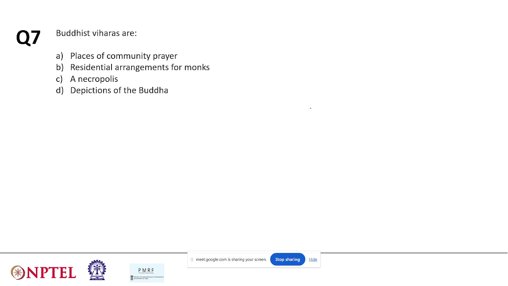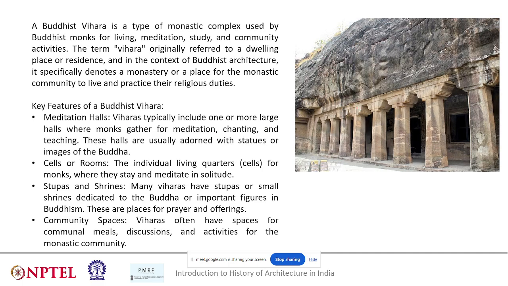Okay, let's discuss the next question: Buddhist viharas are... I've already discussed it to some extent. What will be the answer? Yeah, it's B, ma'am, residential arrangements for monks. Yeah, both of you are correct. Sorry, I can't see your name right now because of the slideshow mode, but yes, it's the residential arrangements for monks.